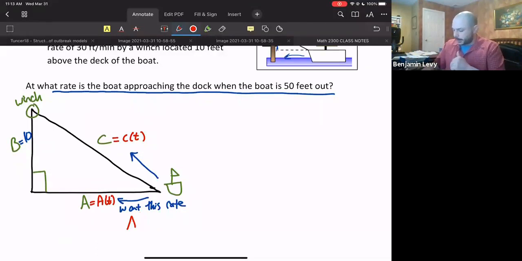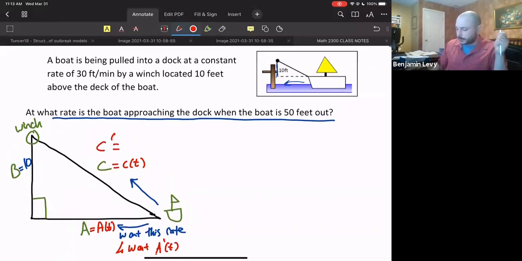So maybe let me make that clear. We want this rate. In other words, we want to find A prime of t. We want to see how the side A is changing over time. That's what the question is asking us. And we know what C prime is. What piece of information tells us C prime?